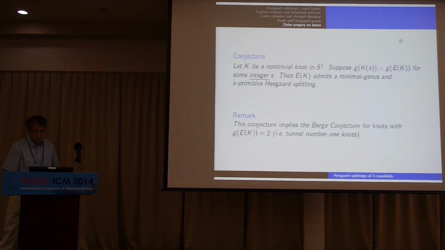And let me just do one last slide. This is another conjecture. It basically says that for integer surgeries, if your Heegaard genus can be reduced, then there is always a Heegaard splitting that is primitive, which is the picture I described, the canonical picture. By the way, this conjecture implies the Berge conjecture, at least for genus 2. For high genus, you have a different version of this conjecture. And I would say it may be possible to use those Heegaard splitting methods to attack the Berge conjecture from this angle.